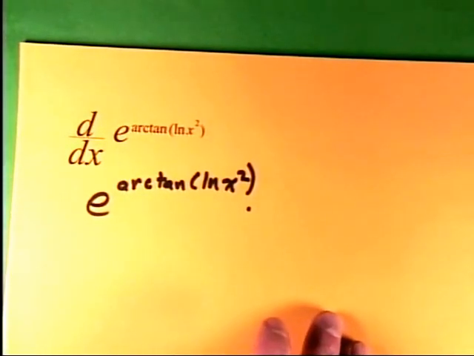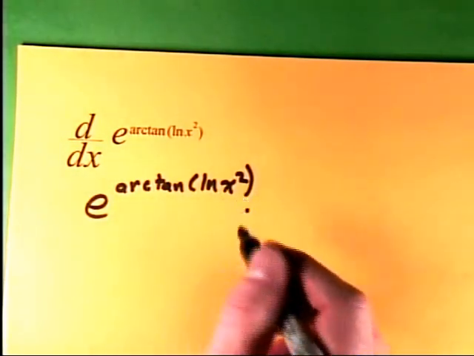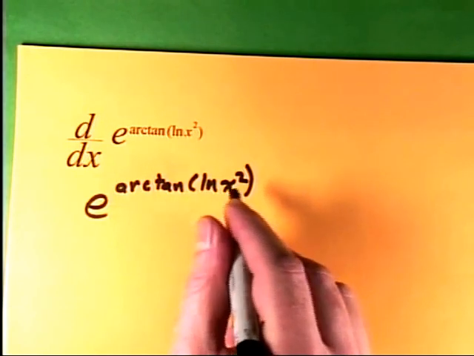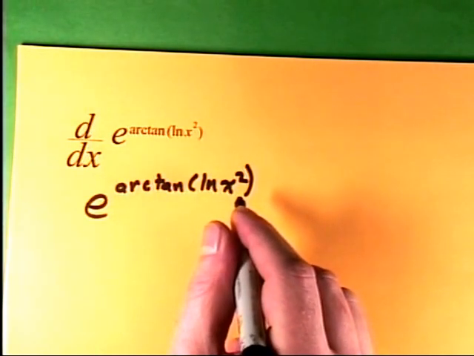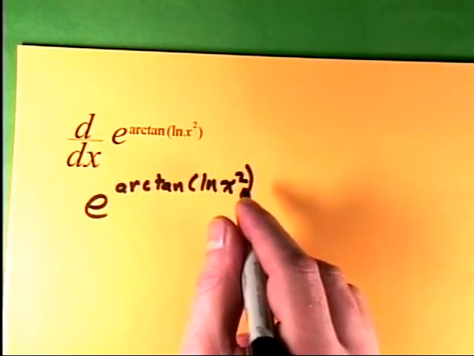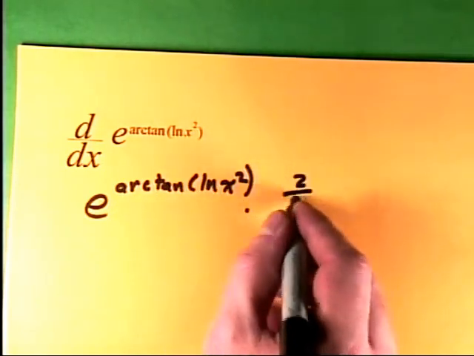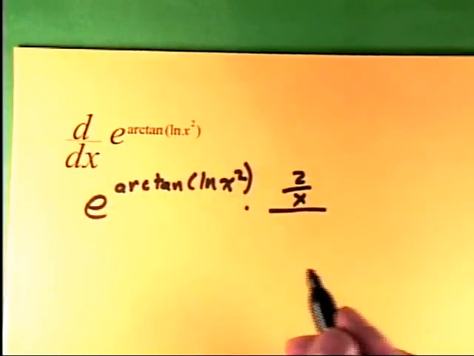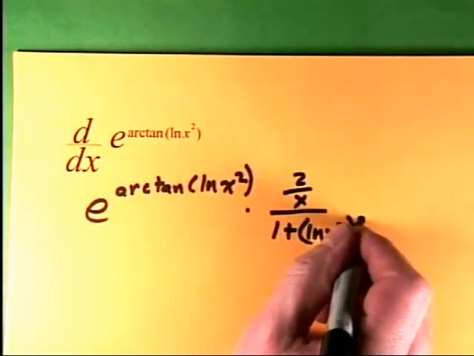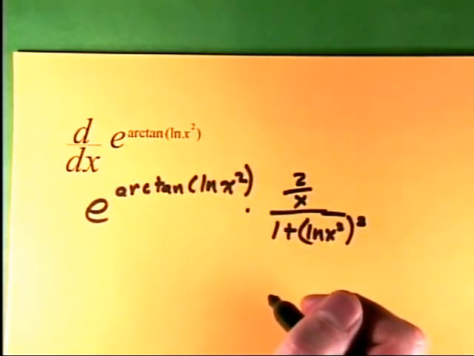Du over 1 plus u squared. Okay, so what's the du? The derivative of natural log of x squared. And what's the derivative of natural log of x squared? It's 2x over x squared, which is just 2 over x, divided by 1 plus u squared, so it's 1 plus natural log of x squared, quantity squared. Right? That is an ugly looking problem.